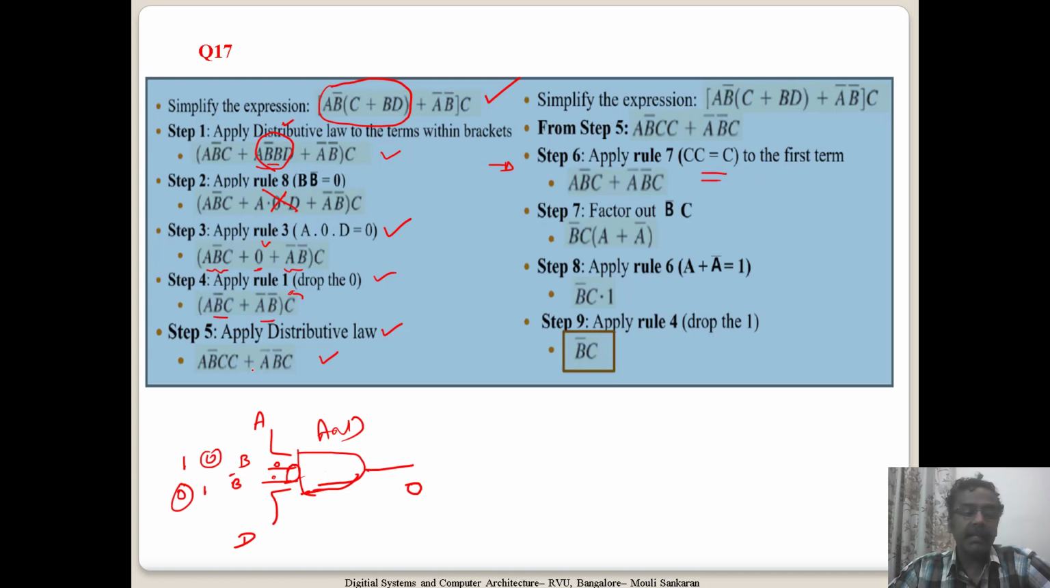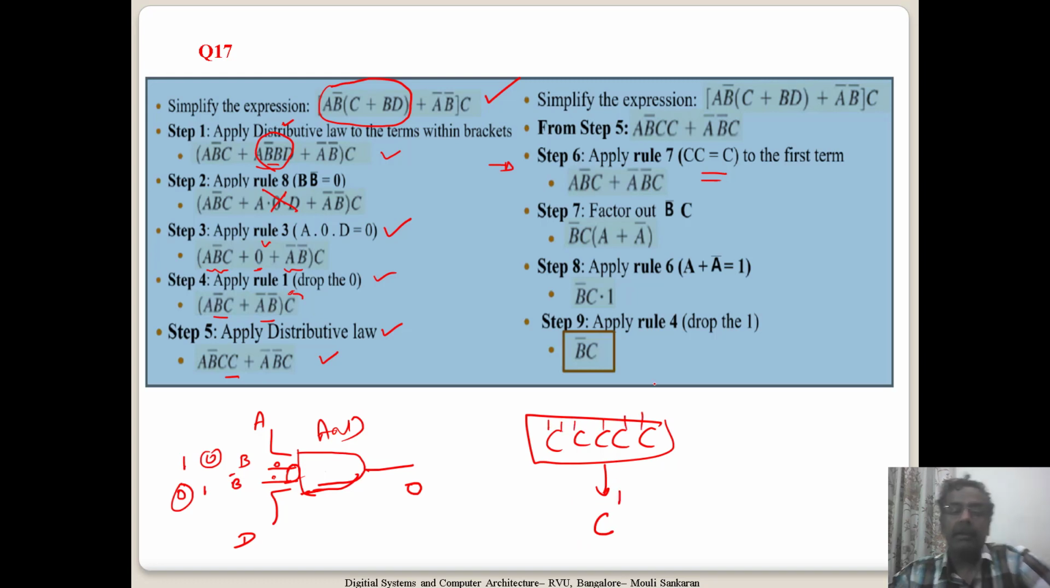Now what is CC? It doesn't matter whether you have C any number of times. If you are adding all of them, it's supposed to be only C, correct? Whatever is the value here, 1.1.1 is also 1, or 0.0.0 is also 0. So we can replace it with one value. So a b bar c, this is what you get.